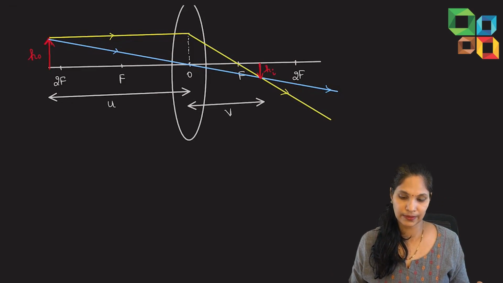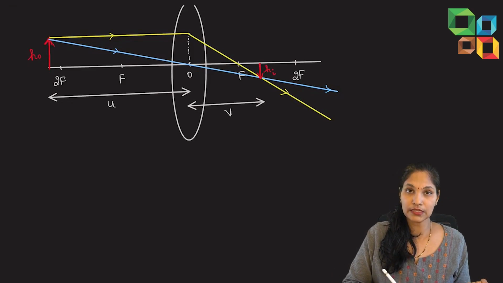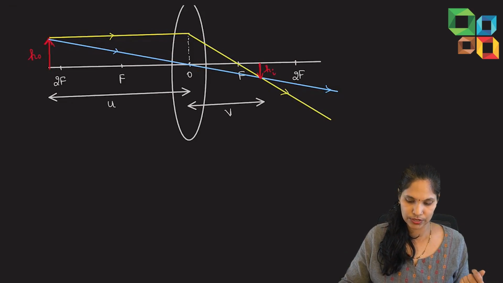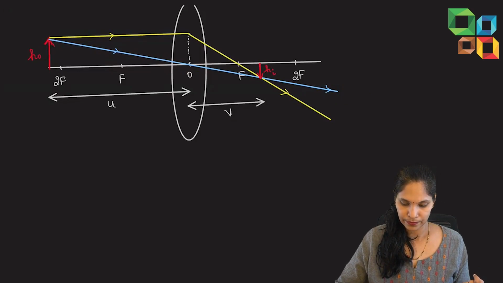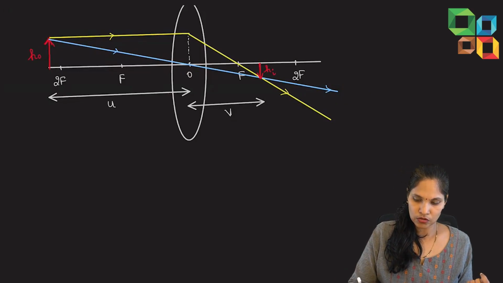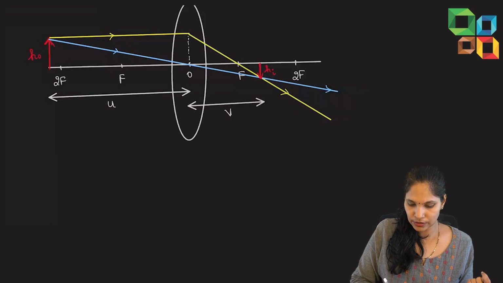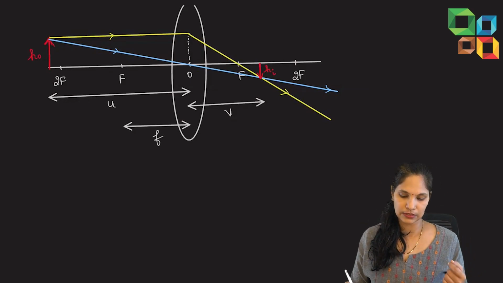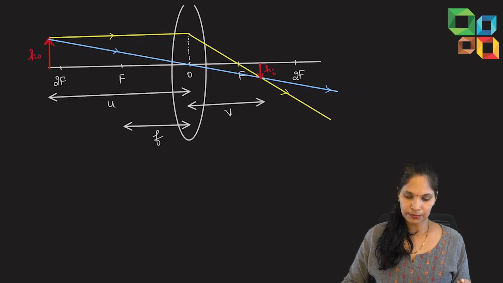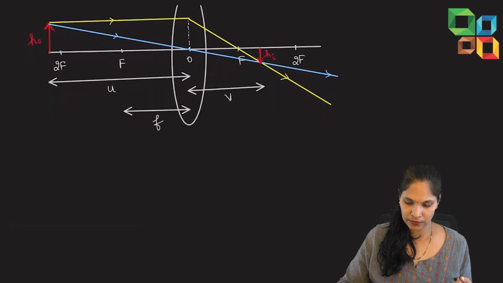Now we are measuring everything. From the optic center to the object is the object distance. From the optic center to the image is the image distance. Heights are taken as HO, HI. Let me also mark the focal length of the lens, because in the relation I need to have the focal length also. The measurement from the principal focus to the optic center is the focal length. Okay, let me start now with the derivation.